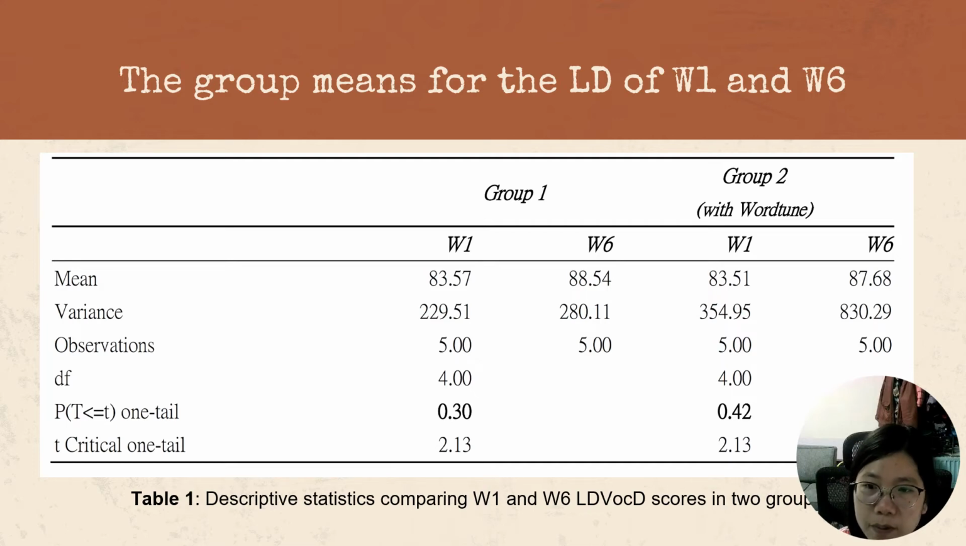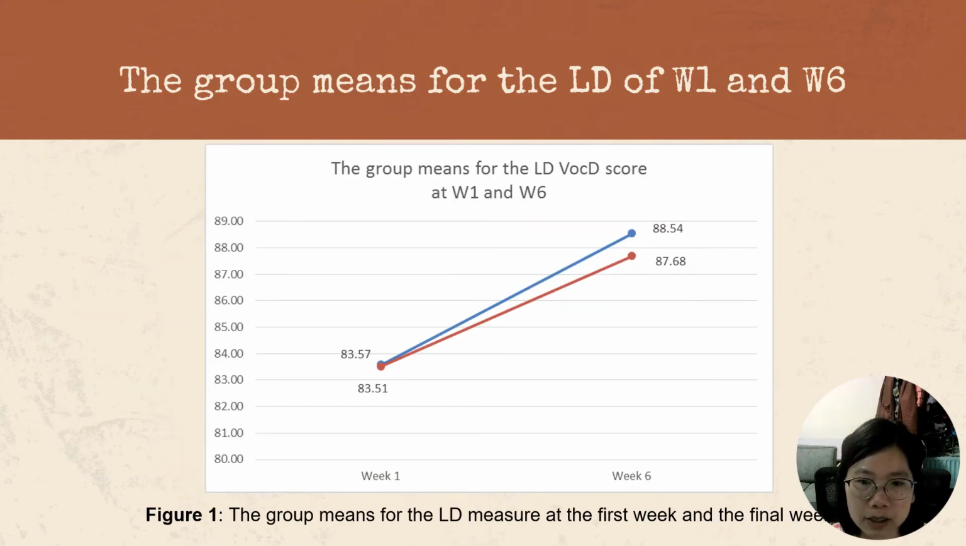And the pattern is very similar for group 2, from 83.51 to 87.68. So there's some improvement, but the p values show that there is no significant difference between week 1 and week 6 in both groups. This is to show you that there's some improvement, but not much between the two groups.